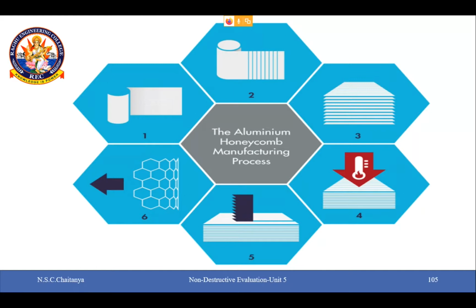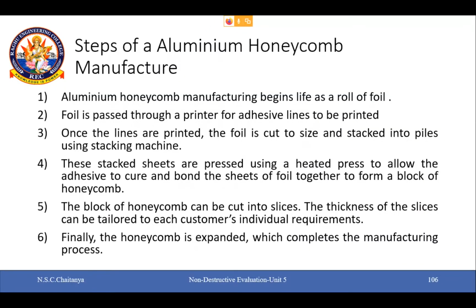So the same steps I'm just going to read through again. Aluminum honeycomb manufacturing begins life as a roll of foil. Second step, this foil is passed through a printer for adhesive lines to be printed. The third step, what is happening is, these lines are printed. After these lines are printed, the foil is cut to size and stacked into piles using a stacking machine.